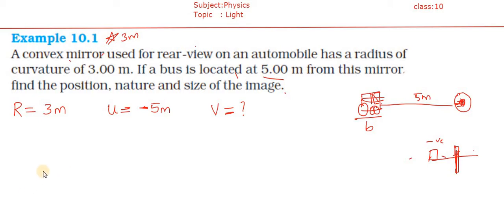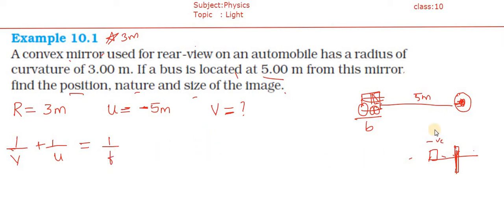How do we do that now? First, we wrote what they have given, and we know what we need to find: first v, and also the position, nature and size of the image. We know the formulas. Keep them aside; it is more helpful if you write all the formulas aside. First is the mirror formula: 1 by v plus 1 by u is equal to 1 by f.